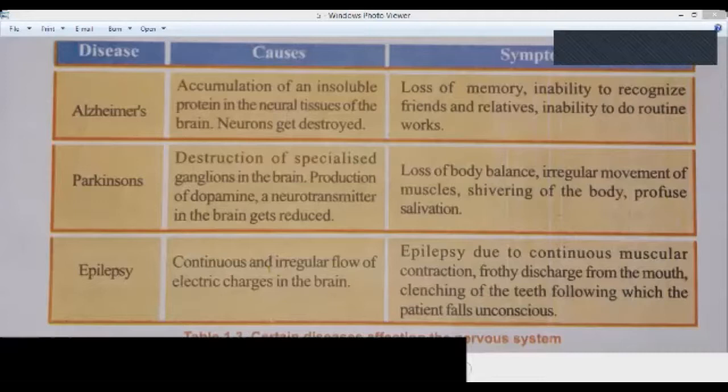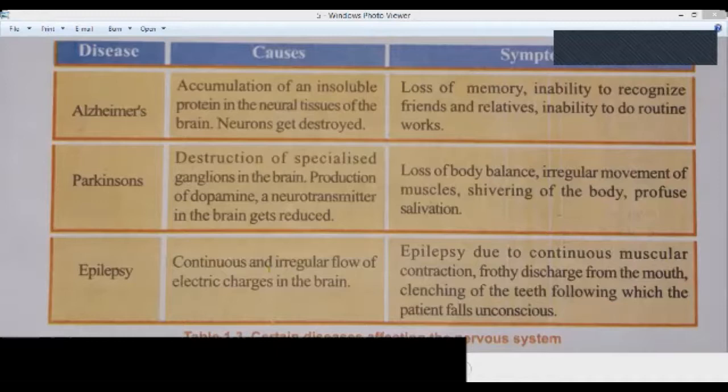The first one is Alzheimer's. You may have heard in the film Tanmatra about the disease Alzheimer's. What is the cause of this disease, you can see? That is accumulation of an insoluble protein in the neural tissues of the brain. Neurons get destroyed. That means a protein gets accumulated in the neural tissues of the brain, and the neurons get destroyed.